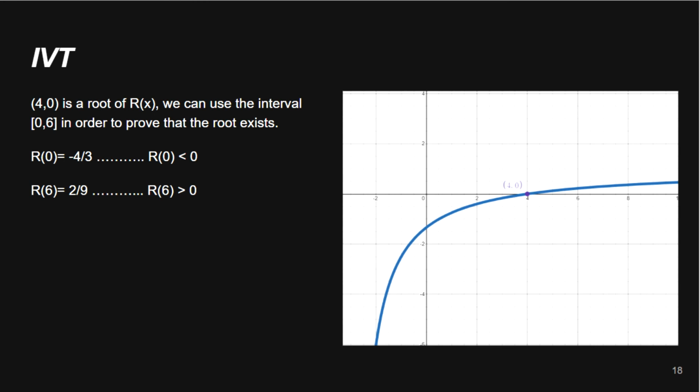We'll use the root 4, 0 on the interval 0 to 6 to prove that the root exists. Since this interval is continuous, we can use the intermediate value theorem. When we plug in 0 into r of x, we get negative 4 over 3, which is less than 0. When we plug in 6, we get 2 over 9, which is greater than 0. Therefore, guaranteeing that there is a point in between these two that makes r of x equal 0.